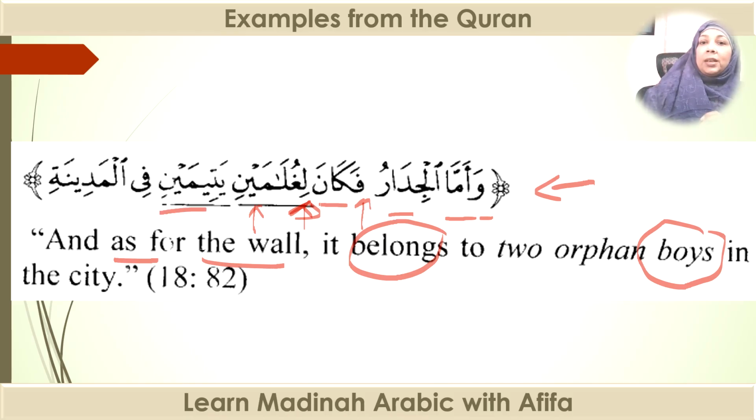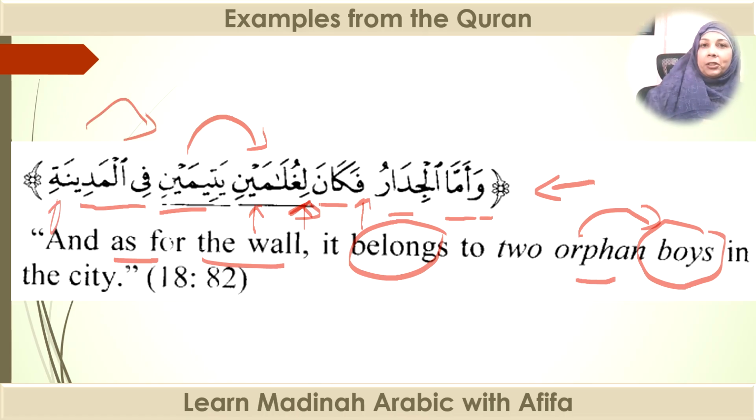Yatimaini, which means orphan. So here orphan is acting as the adjective because it's describing the kind of boys. Okay, and it's also in the dual case. Yatimaini. It's also in the dual case with the ya and the noon, and it's also majroor because it matches the case of the noun that it is describing. Fil madinati, in the city. Fi means in, and al-madinati is the city, and it's majroor because of the fi or the preposition that precedes it.